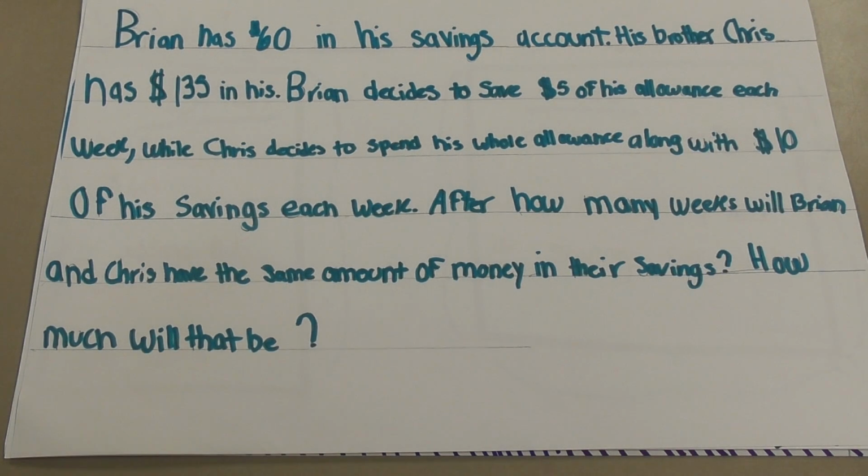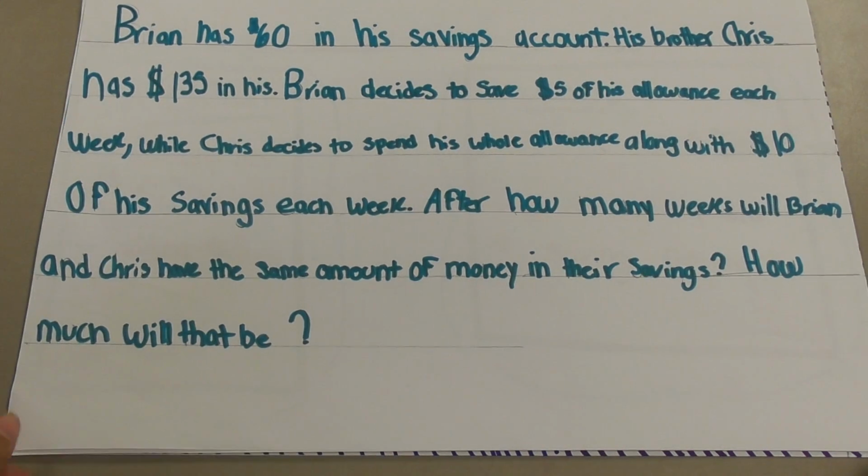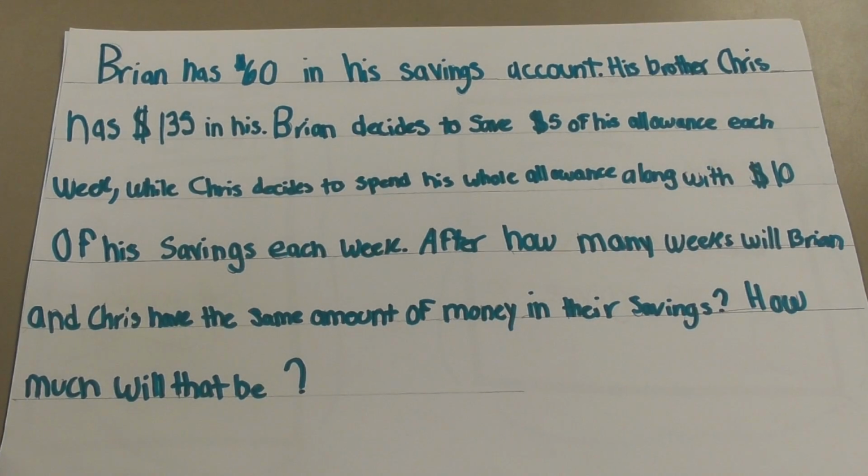Brian has $60 in his savings account. His brother Chris has $135 in his. Brian decides to save $5 of his allowance each week, while Chris decides to spend his whole allowance along with $10 of his savings each week. After how many weeks will Brian and Chris have the same amount of money in their savings, and how much will that be?